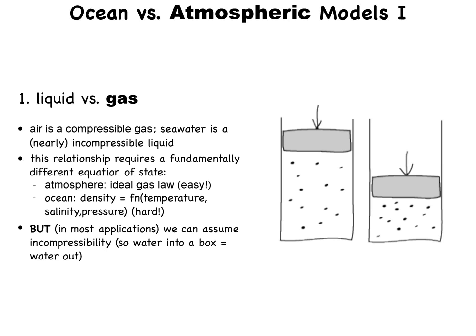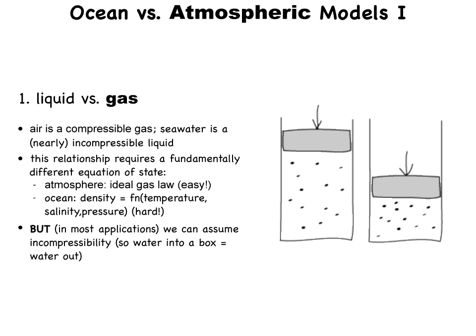Now that has some pretty important implications. It means that if you take a parcel of air and you double the pressure, you're going to halve its volume and double its density. You do that same thing to a parcel of seawater, not much is going to change. And that means that this requires a fundamentally different equation of state.